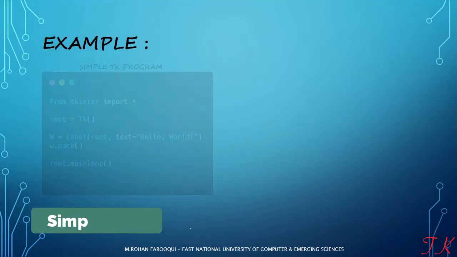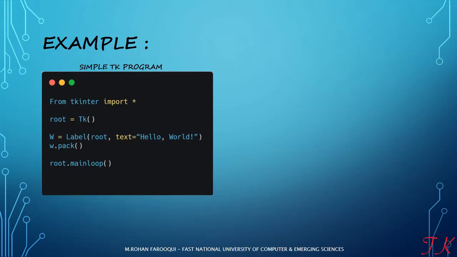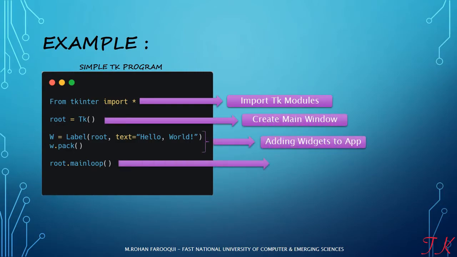So I take an example of a simple Tkinter program. In this I have first imported the Tk module, then I have created a main window, and then I add a label to it, and then I run it using a main event loop. So this is a hello world example of a Tkinter program.